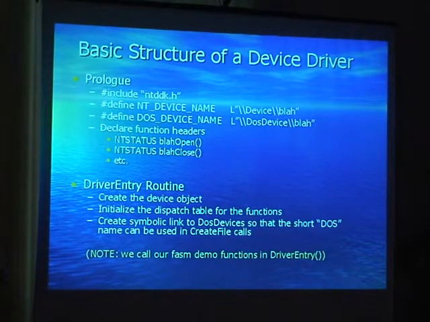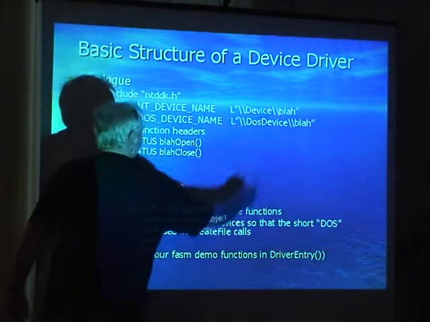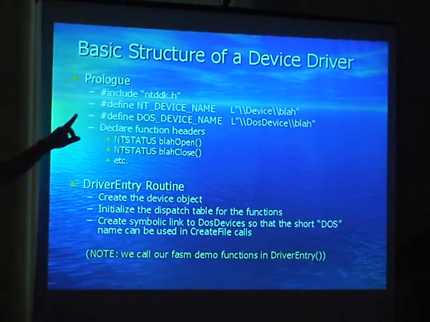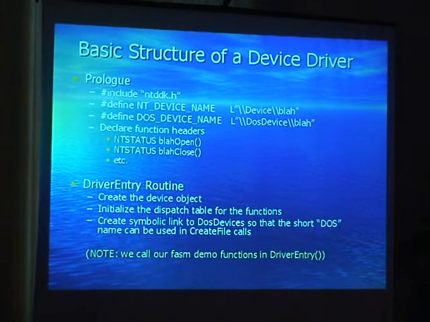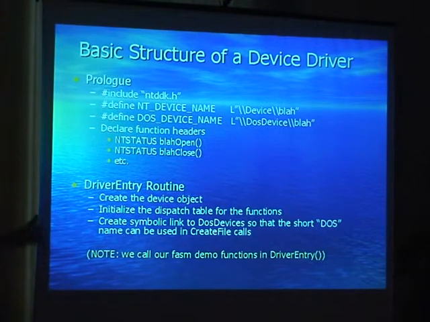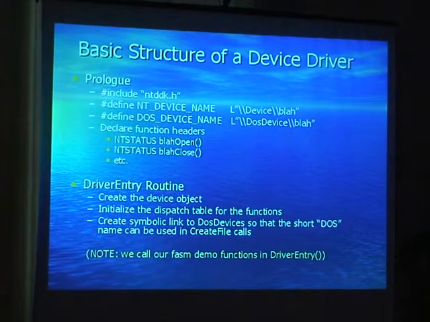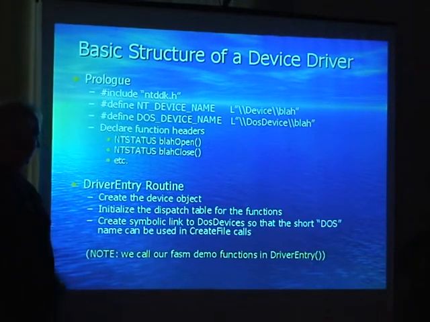And my apologies if I'm telling everybody stuff they already know, but here is the basic structure of a device driver. In your prologue, of course, the NTDDK header file is included. You define your NT device name and it's Unicode. The L, of course, means Unicode. The blah blah is what your device driver name is going to be. You have to set up the DOS device name, and then you declare your function headers. After that, you have your driver entry routine. This is when the driver starts. You instantiate the driver and it begins to run. You create symbolic links to these devices that you've created.